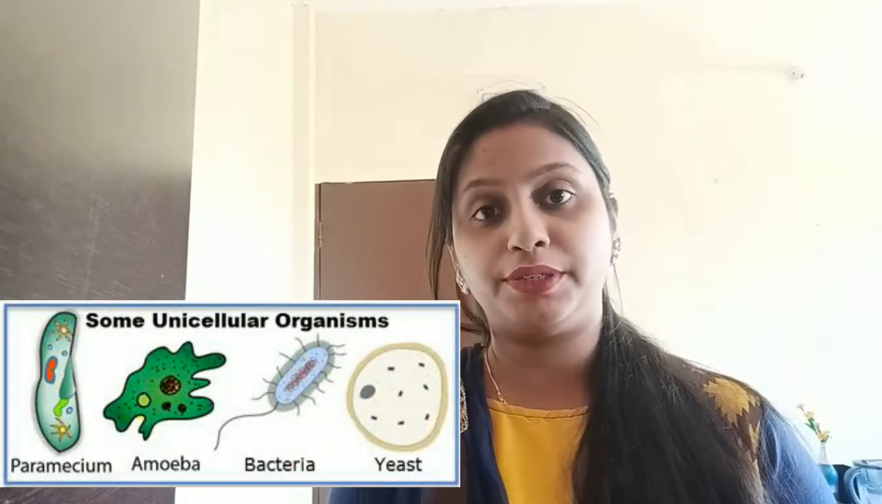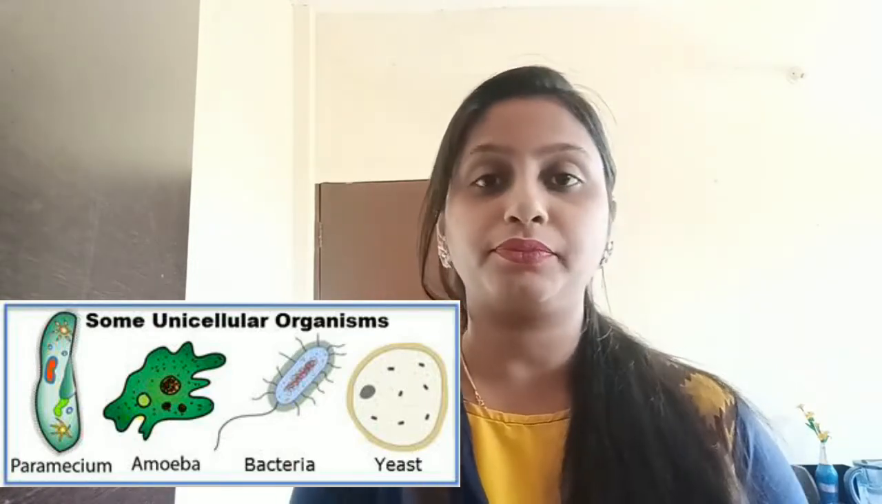Now we'll be discussing the variety of organisms on the basis of the number of cells. There are basically two types of organisms on the basis of the number of cells. The first one is unicellular organisms. These organisms are composed of a single cell. That single cell performs all the activities for the organism, like intake of food, digestion, respiration, circulation, excretion, etc. For example, amoeba, paramecium, yeast, etc.